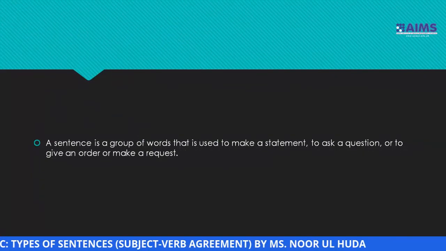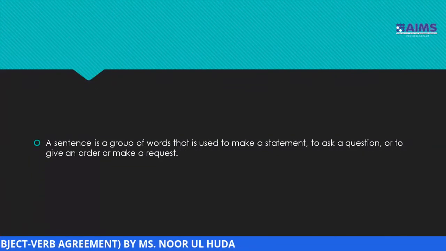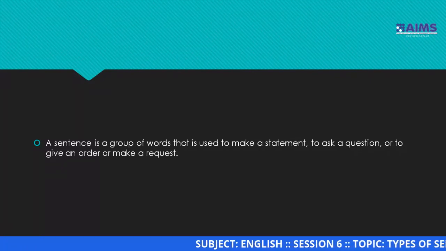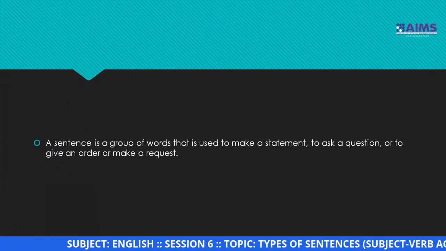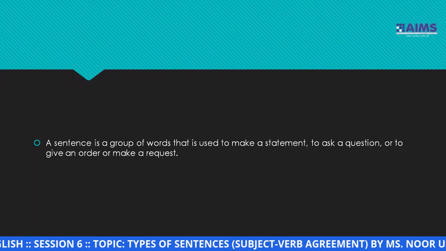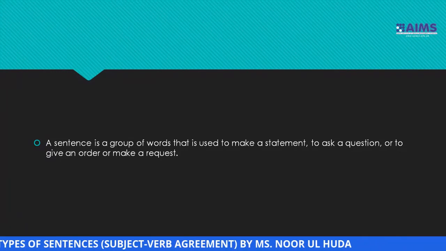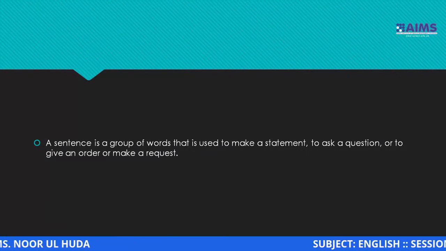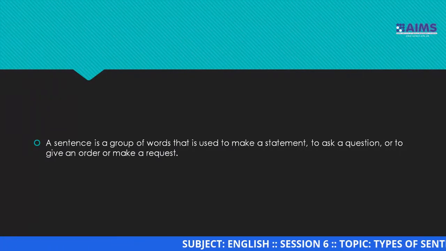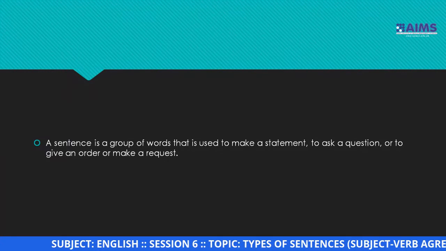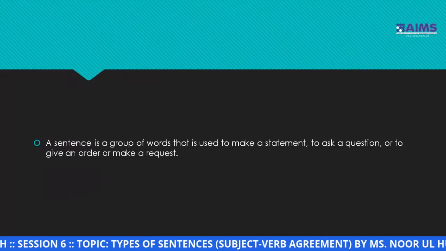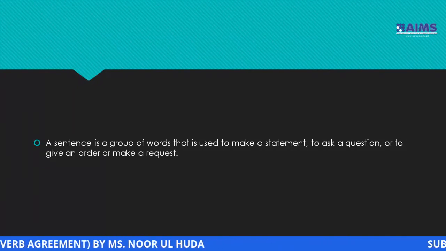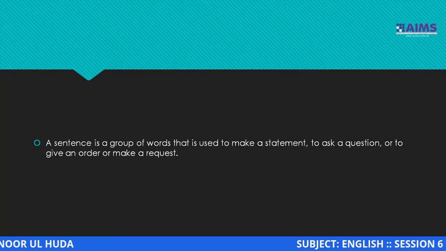Okay, moving ahead, a sentence is a group of words that is used to make a statement, to ask a question, to give an order, or to make a request. We have previously discussed that a group of words may be termed a phrase, or a dependent clause. But when we talk about an independent clause, then only that combination of words would be called a sentence.